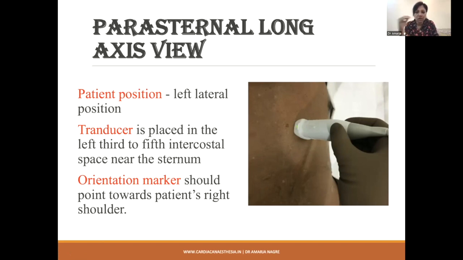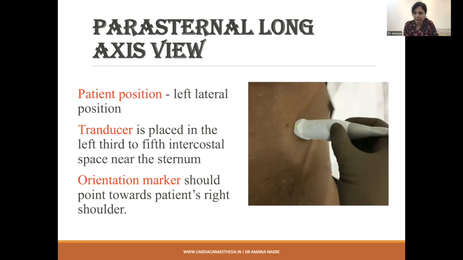Okay, in the rest of the views, the orientation marker is not towards the right shoulder. It may be in any other direction than the patient's right shoulder. So this is the only view, the parasternal long axis view, also called PLAX, wherein the orientation marker is towards the patient's right shoulder.